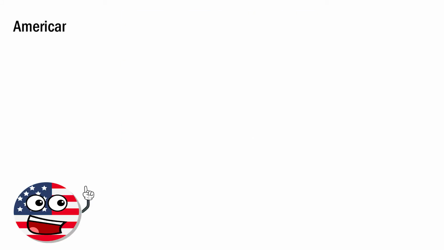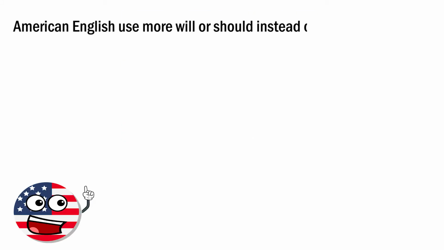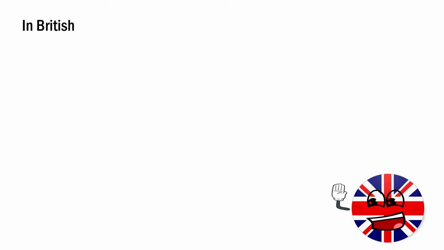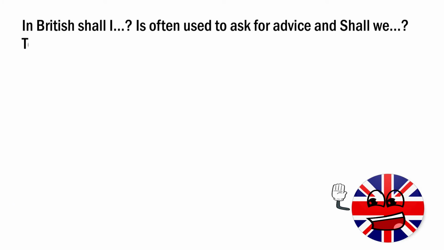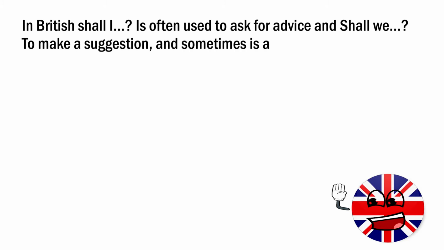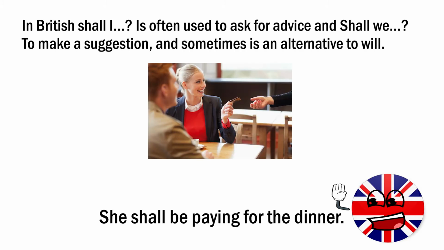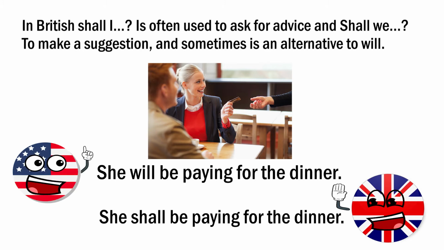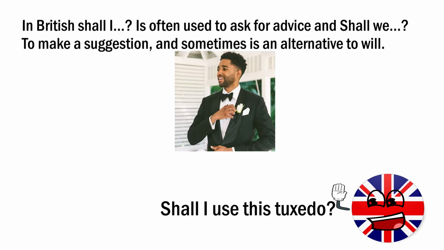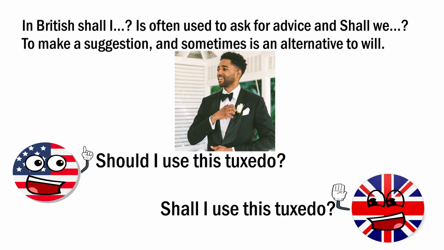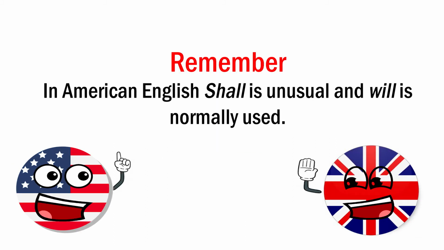Shall. American English uses will or should more instead of shall like the British. In British English, shall I is often used to ask for advice and shall we to make a suggestion, and sometimes it is an alternative to will. She shall be paying for the dinner. She will be paying for the dinner. Shall I use this tuxedo? Should I use this tuxedo? Remember, in American English, shall is unusual and will is normally used.